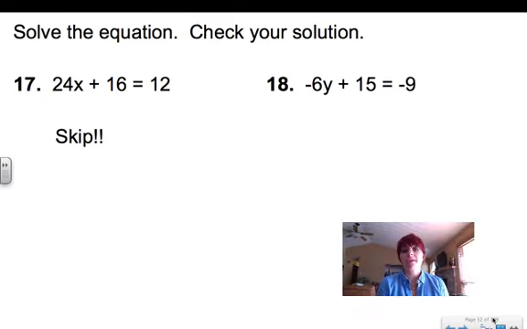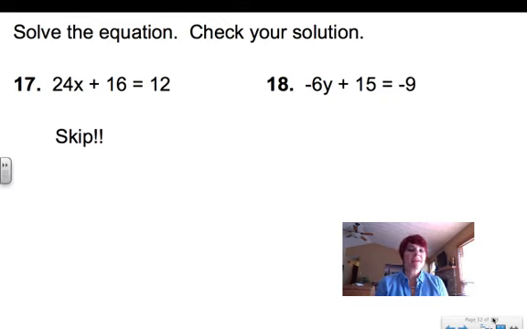Now we're going to start solving equations. And notice it also says to check your solution. I'm not going to check the solution for these, but just remember to always go back and plug in your answer and make sure that it works. Then you know you've done it right every time. So always check your solution. And if it doesn't work out, then you've done something wrong, so you know you need to fix something.